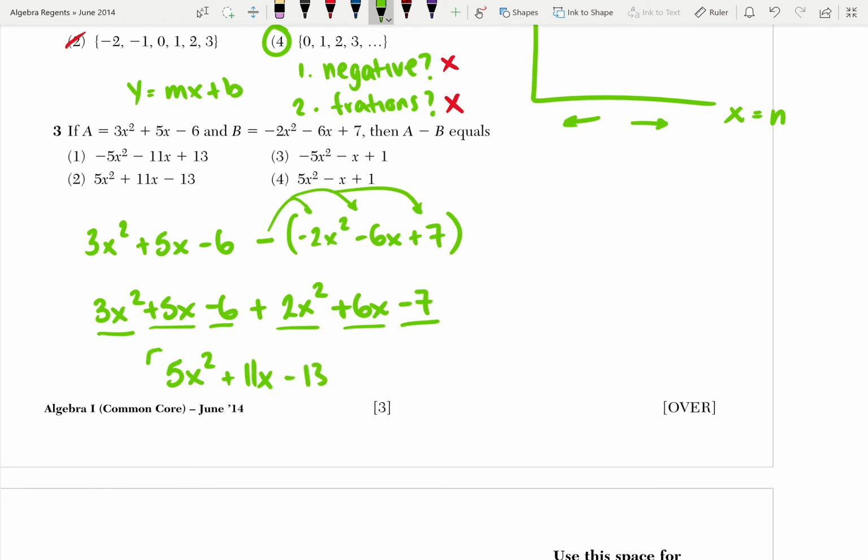Okay, so now which one of these answer choices matches what we just calculated here? 1, no. 2, yes. We have the exact same terms. We have 5x squared plus 11x minus 13. Perfect. So 2 is the correct answer here.